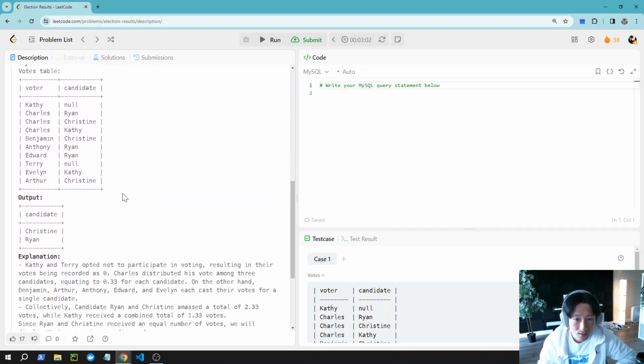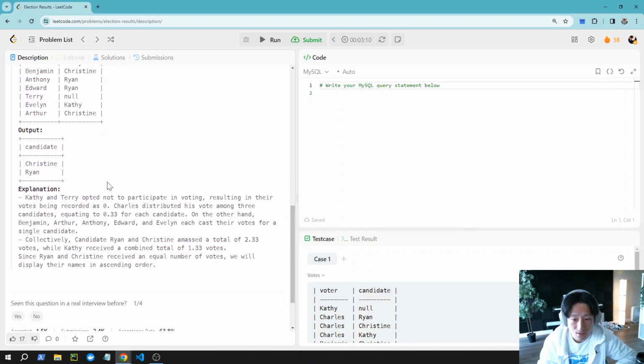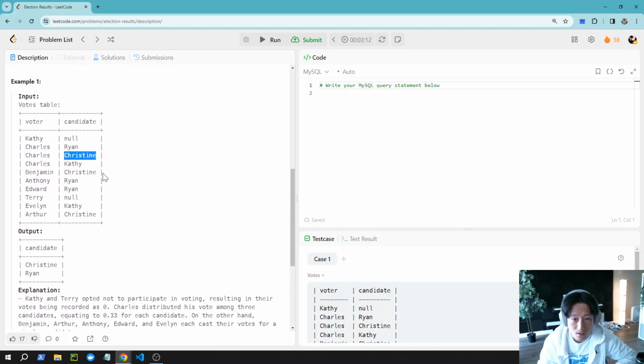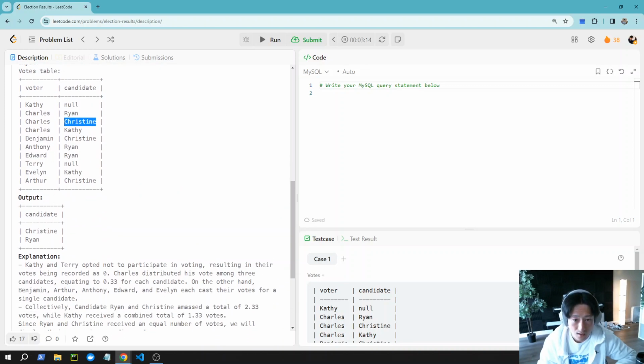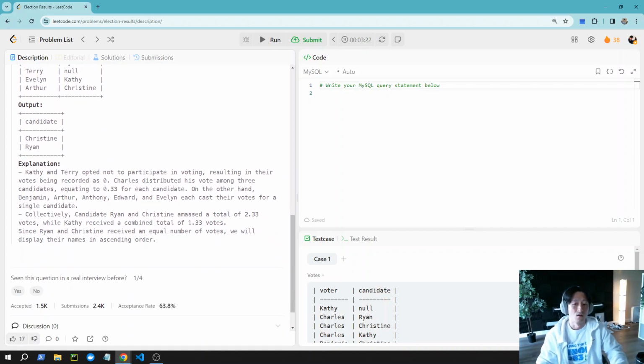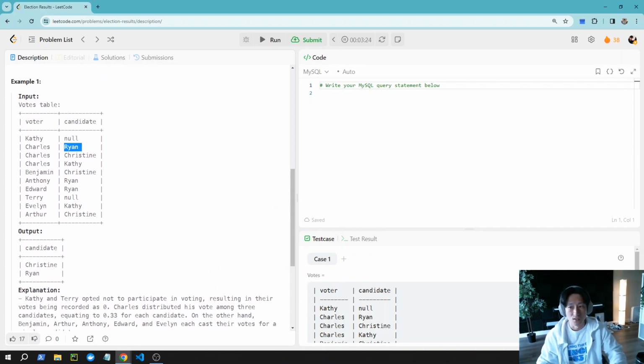Okay, so let's compute that. So Christine, you have 0.33, that is where 2.33 comes from. That's okay. And then Ryan is gonna be 2.33. Okay. So I think that makes sense. I think I only have 7 minutes to go.